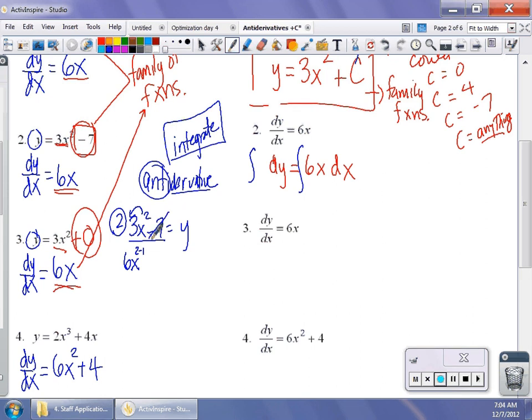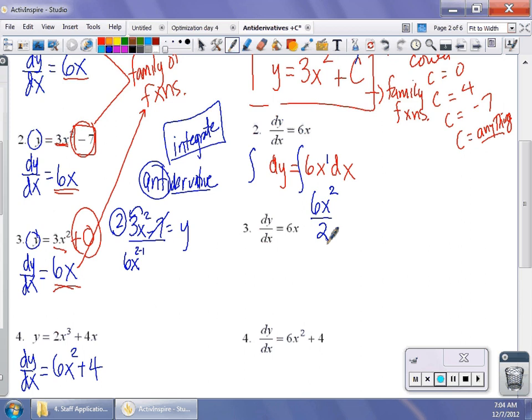How do I undo that process? Well, to undo multiplication, I have to divide. To undo subtraction, I have to add. So let's go backwards. The power of x is 1, so I'm going to increase the power by 1, so I'll get 6x squared. Remember, we're reversing the process. And then instead of multiplying, I'm going to divide by the new power.